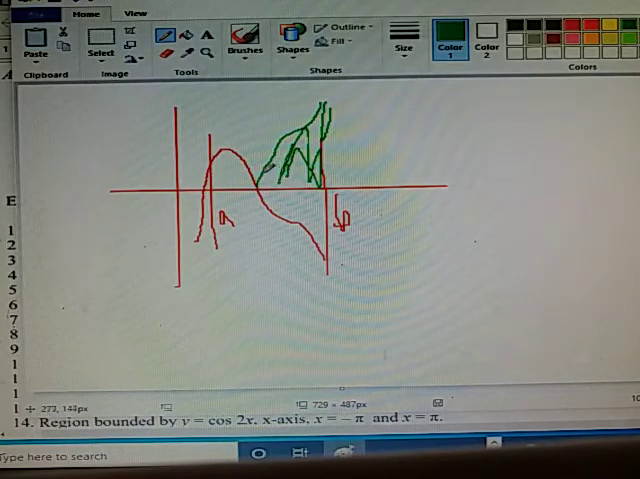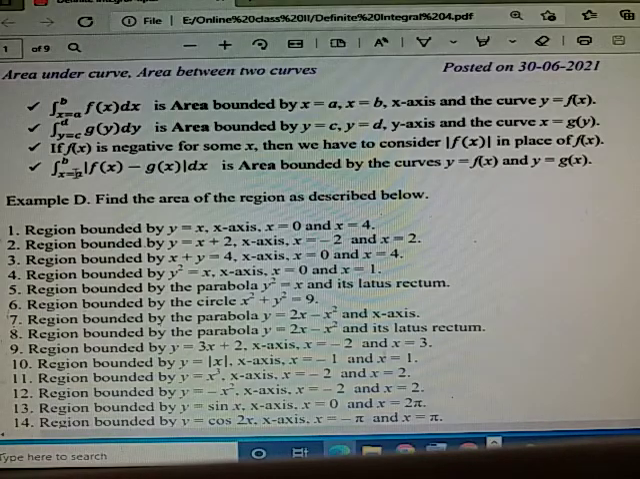For this part, we are considering the modulus of this, or we may say the negative of this. And this one, f(x) minus g(x), the same value, mod of f(x) minus g(x). So we consider the positive part, and we are discussing these problems.